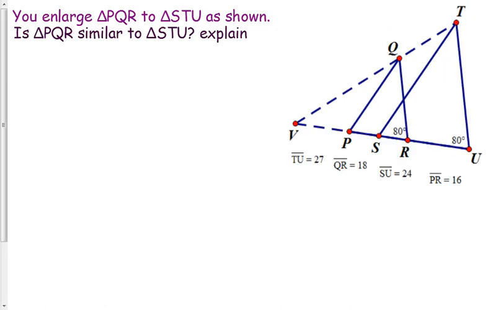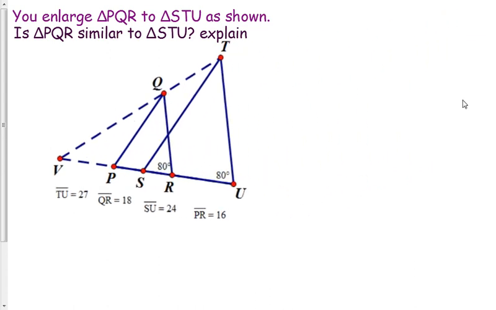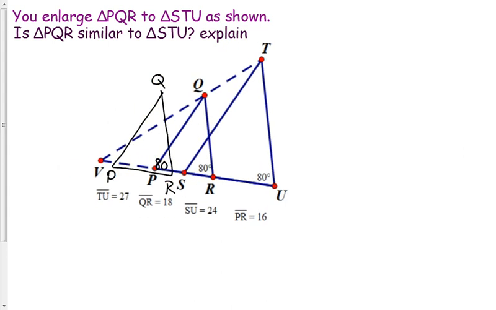This last one says you enlarge triangle PQR to STU as shown. Are they similar? When looking at this diagram, this is an absolute mess because there's all these overlapping lines. So what we are going to do is draw this as two separate triangles. So I'm just going to draw PQR. That was Q, that was P, this was R.